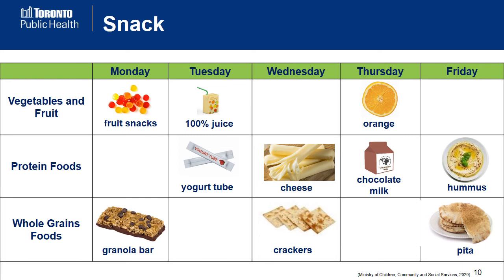What do you think about Friday? On Friday, we are missing a fruit or vegetable. We would want to ensure that the pita is whole grain. Also, we need to check that both the pita and the hummus have less than or equal to 10% daily value of sodium per serving.